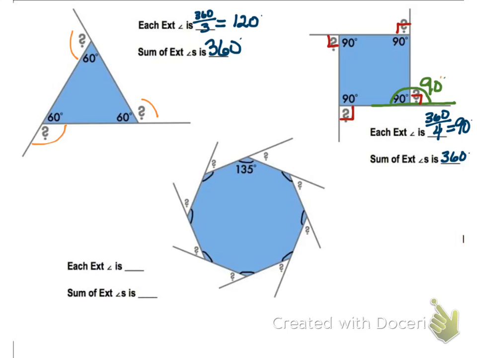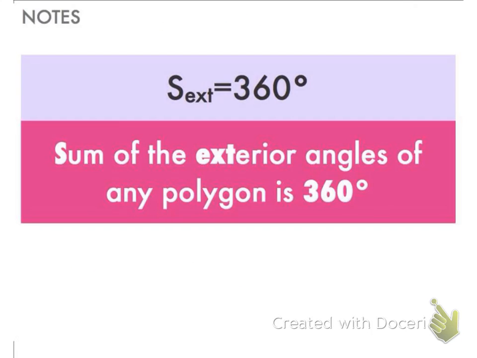All right, for this one down here at the bottom, how many sides are on there? 8. So this is an octagon. We take 360 divided by 8, and we get 45. Again, the sum of the exterior angles is 360, and that means every single angle all the way around this is 45 degrees. So what's the secret to this section? The secret is the sum of the exterior angles is equal to 360 degrees, and that is it. Write that down in your notes, please.